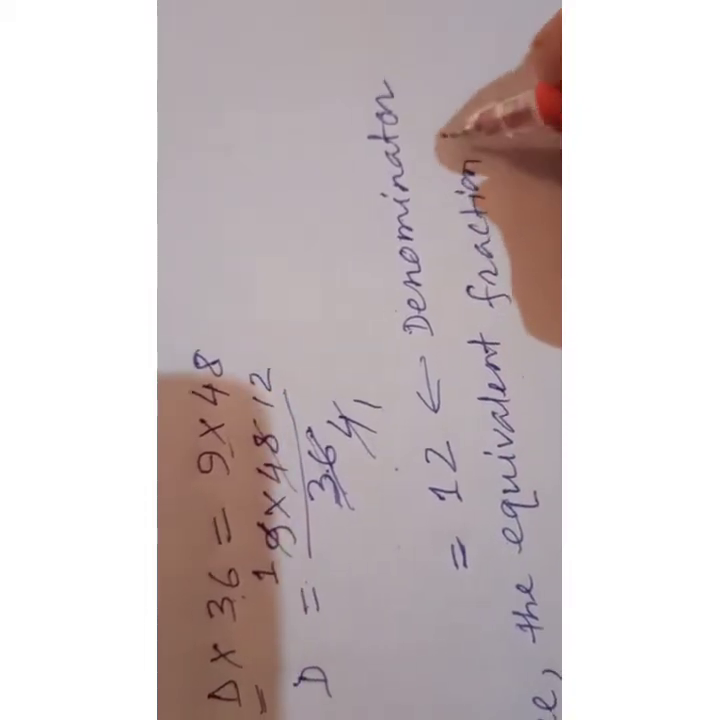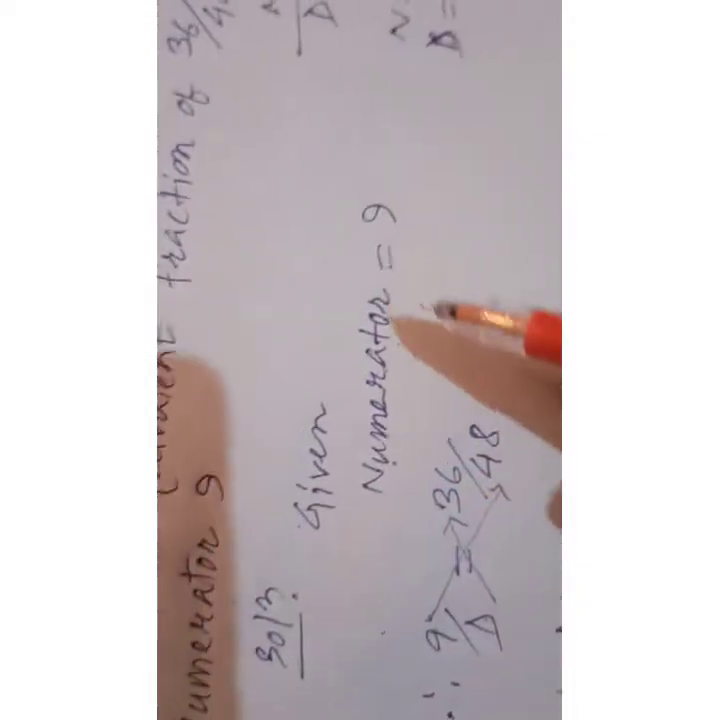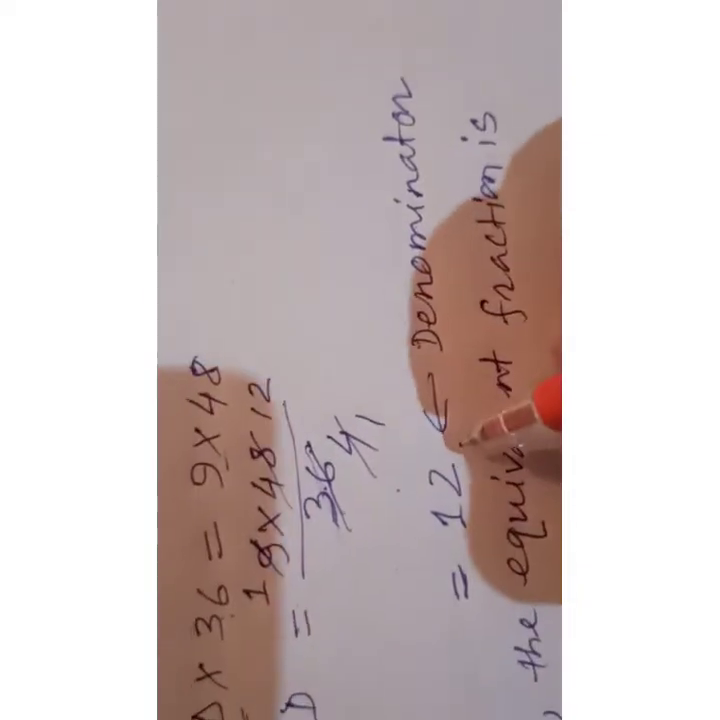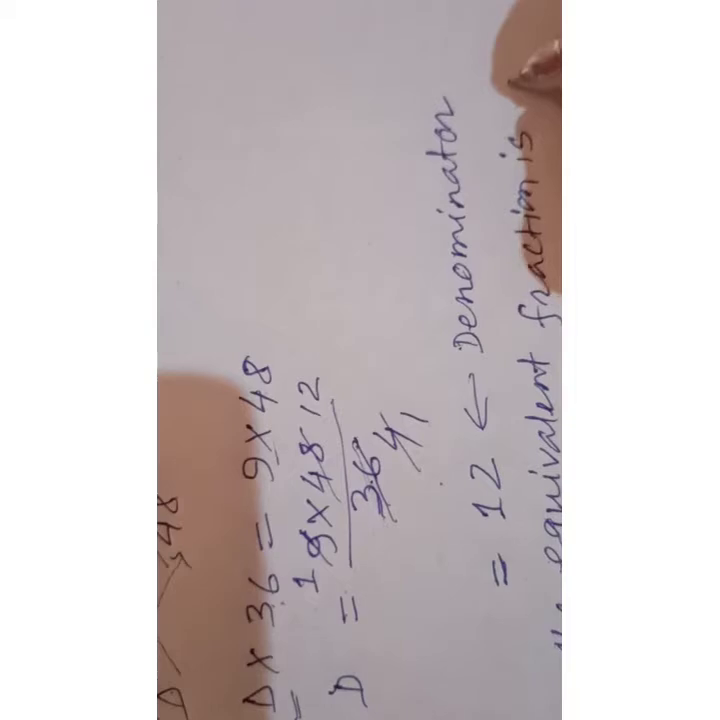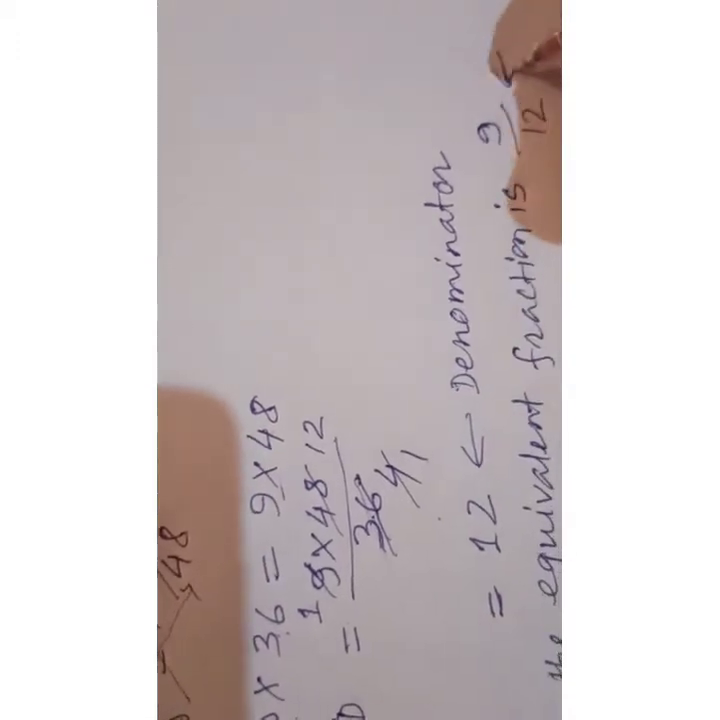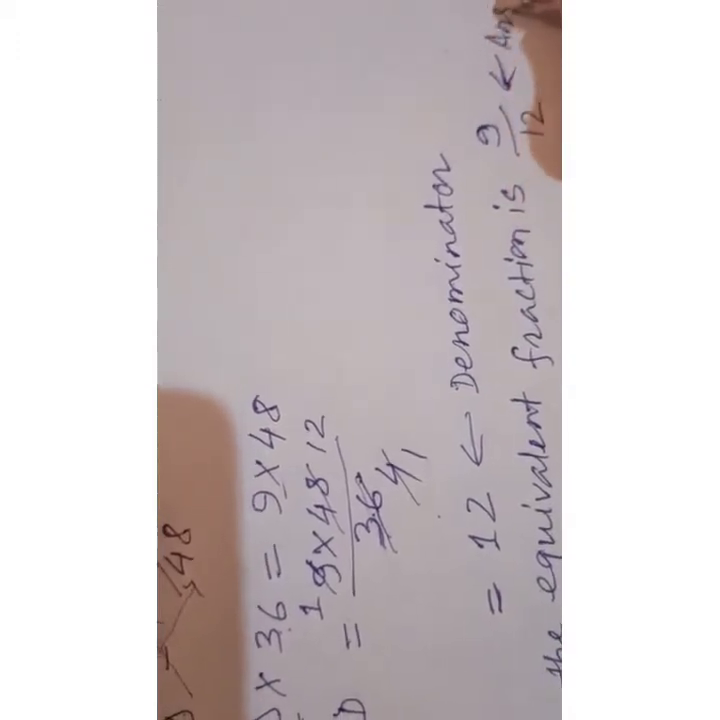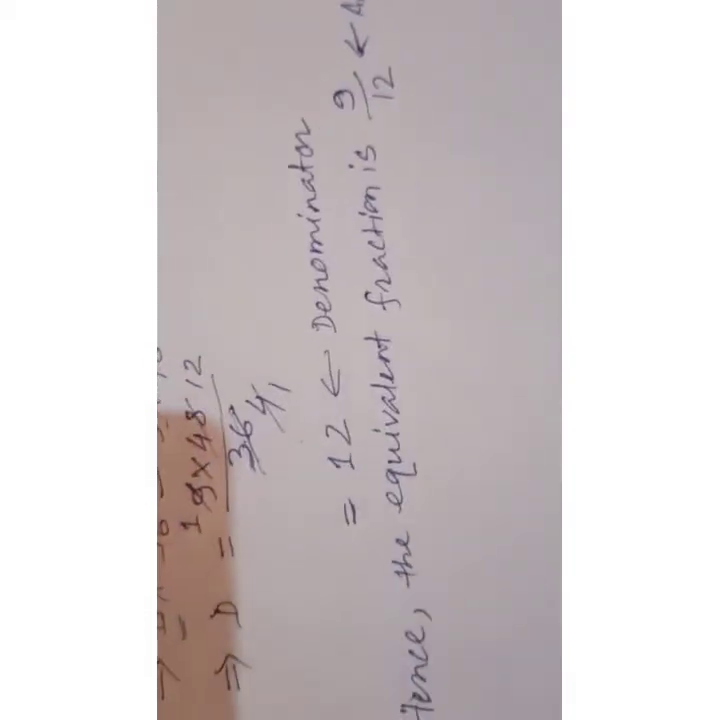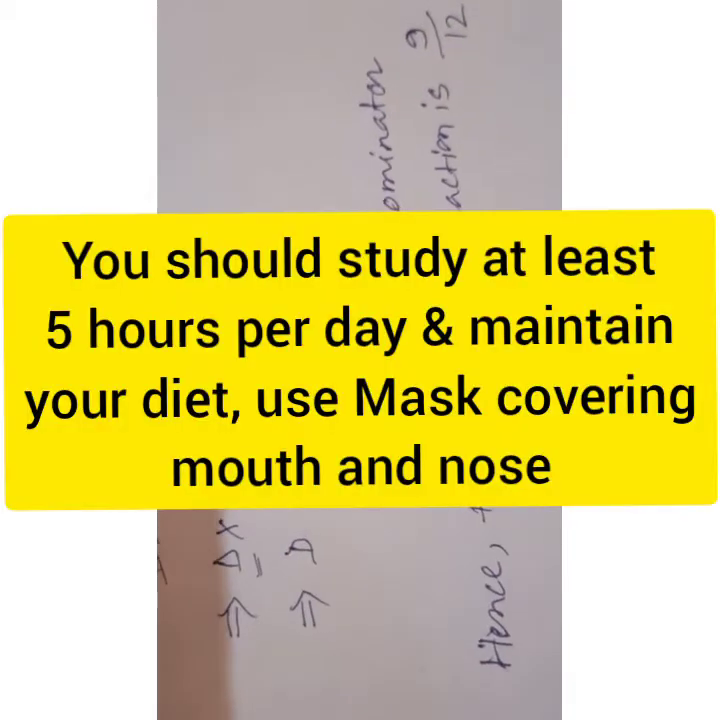The numerator is given, that is 9, and the denominator we have got is 12. Then this is equal to 9 by 12. Okay, 9 by 12, that is your answer. Now you learn this. Hope you will not face any problem.